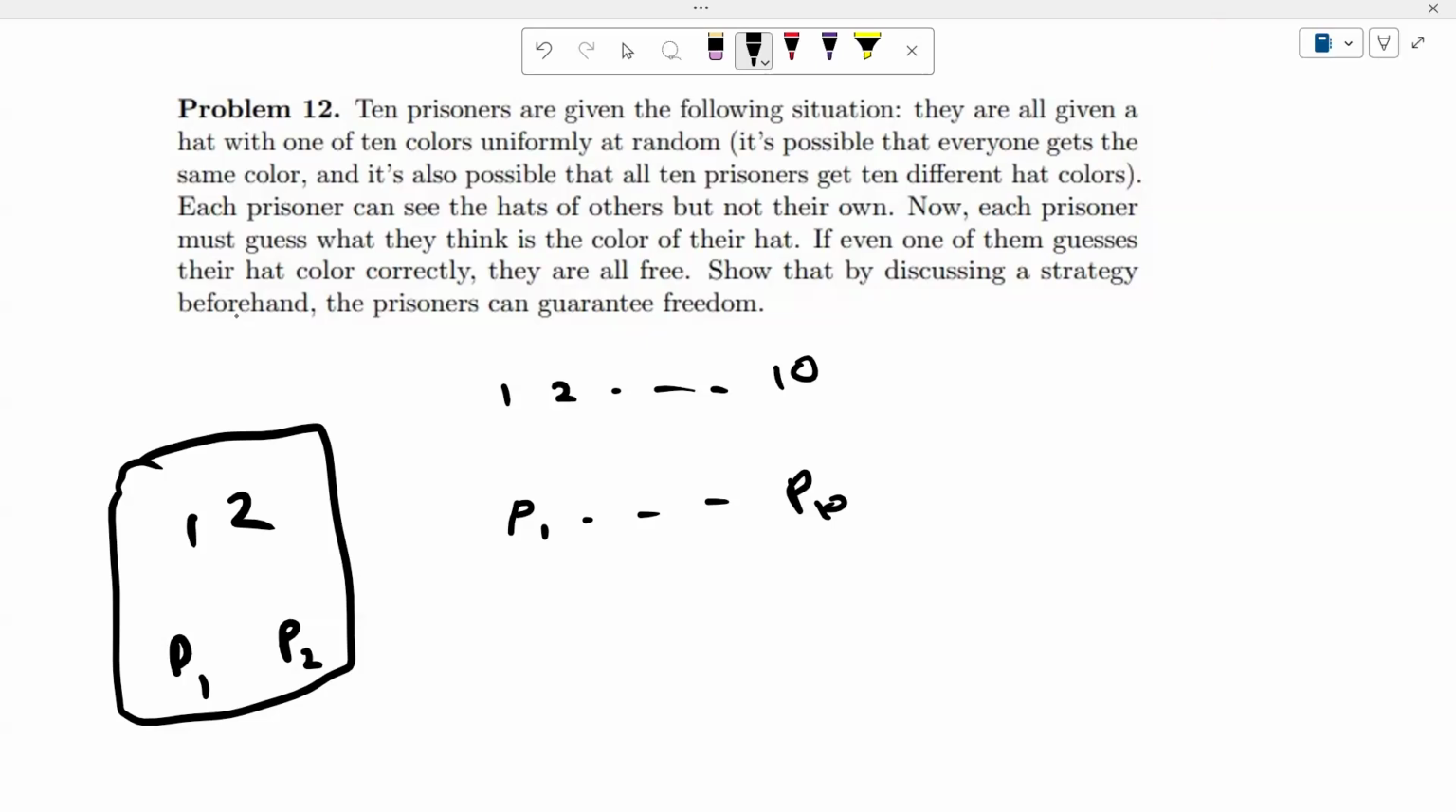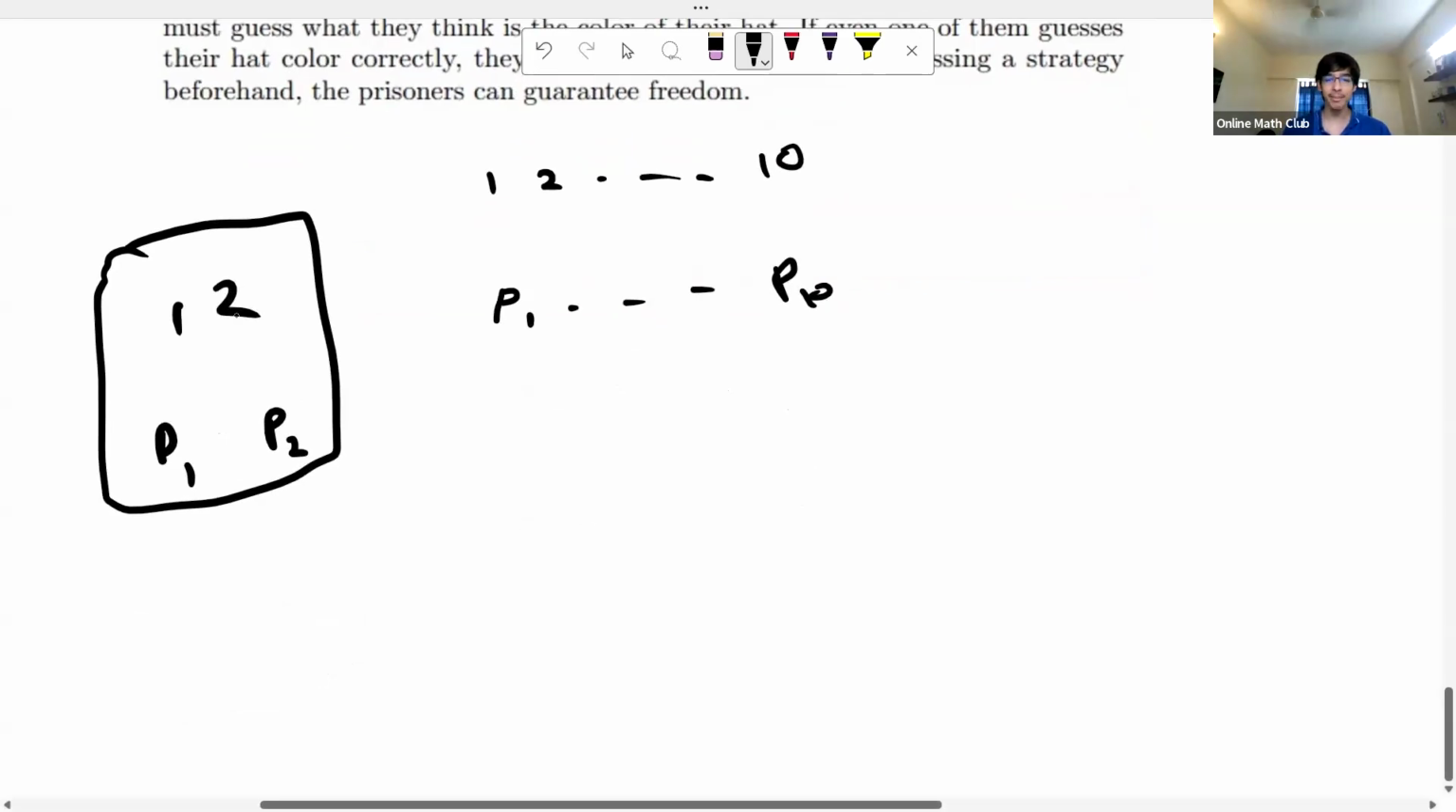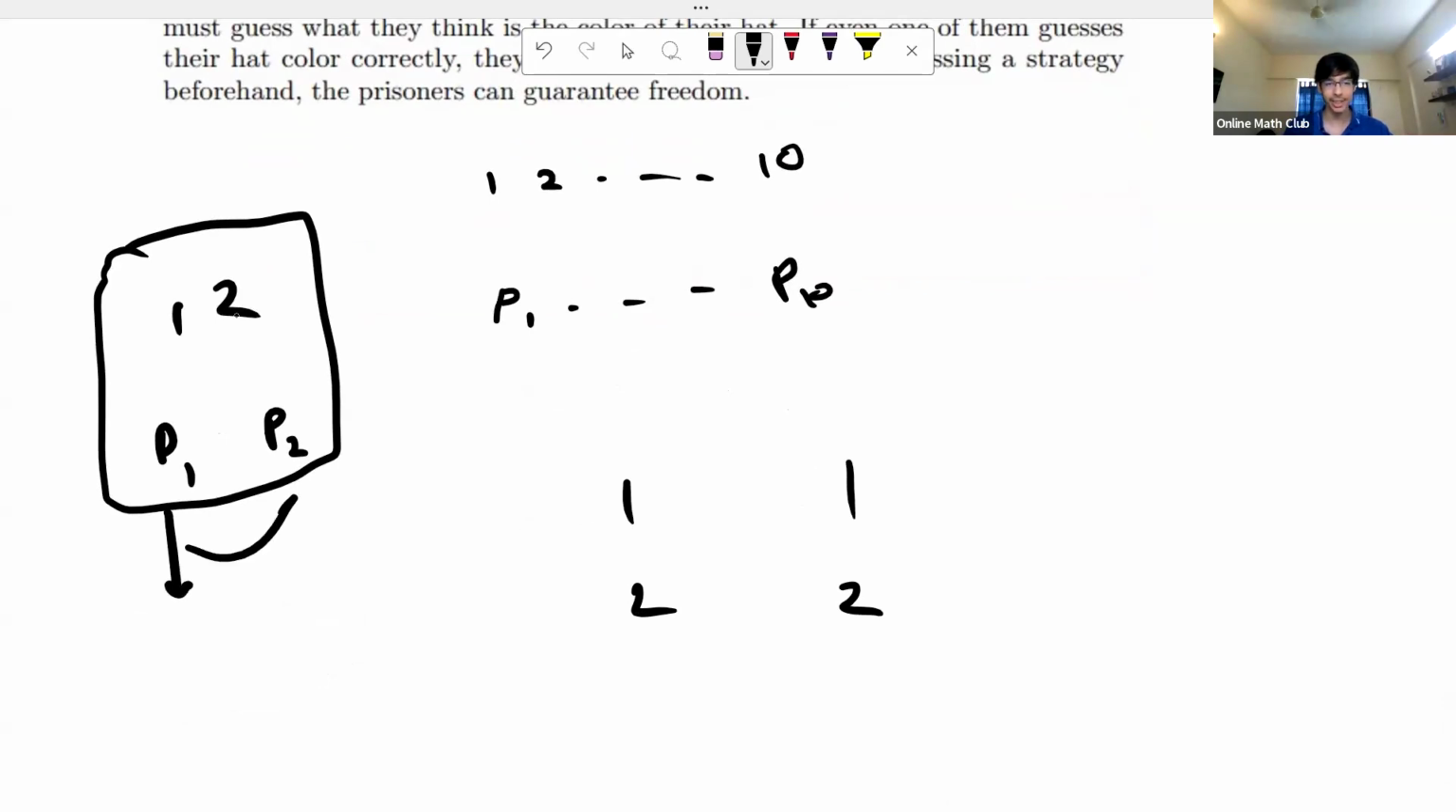One person guesses the opposite of the other person's color and one person guesses the same thing. Exactly. That solves the problem. So for example, if both of them had the same number, either 1, 1 or 2, 2, then let's say person 1 always guesses the same as what they see of person 2. So in either of these two scenarios, person 1 would have guessed correctly. And person 2 will guess the opposite of what person 1 sees. So person 1 sees a hat color, they guess the same hat color. Person 2 sees a hat color, they guess the opposite hat color.